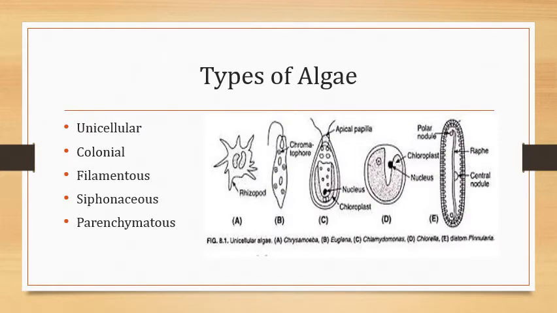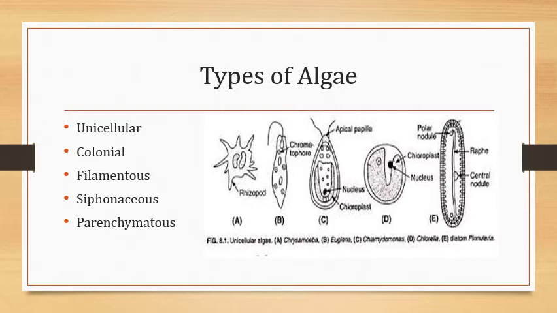Depending upon the organization of the thallus, algae are divided into 5 groups: unicellular, colonial, filamentous, siphonaceous, and parenchymatous. Unicellular algae. Unicellular forms can be classified as rhizopodial unicells, flagellated, spiral, filamentous, and non-motile unicells. Rhizopodial unicells in figure A lack cell wall, example Chrysamoeba, and in figure B and C, flagellated unicells occur in all algal groups.